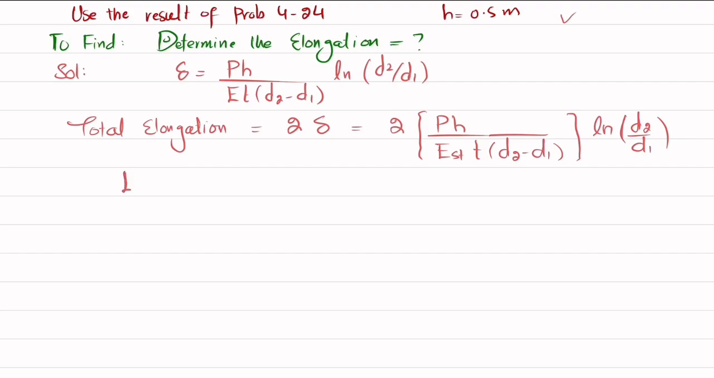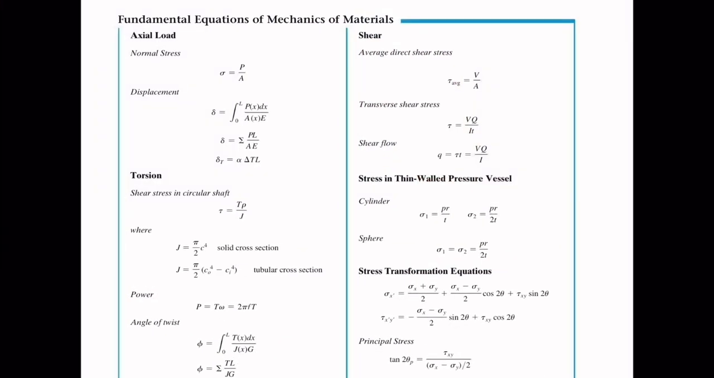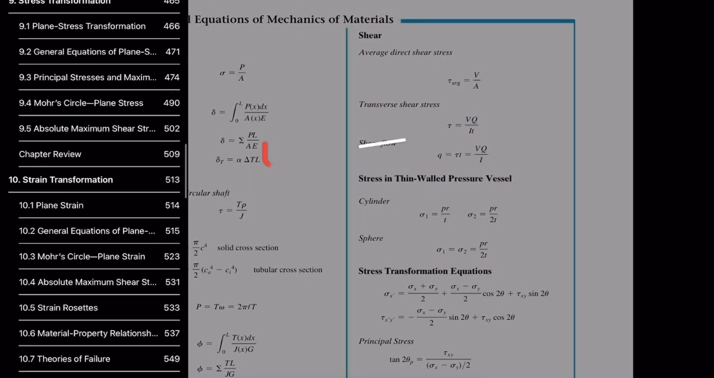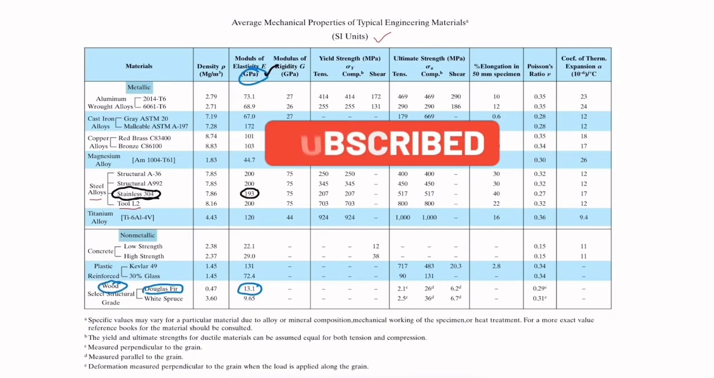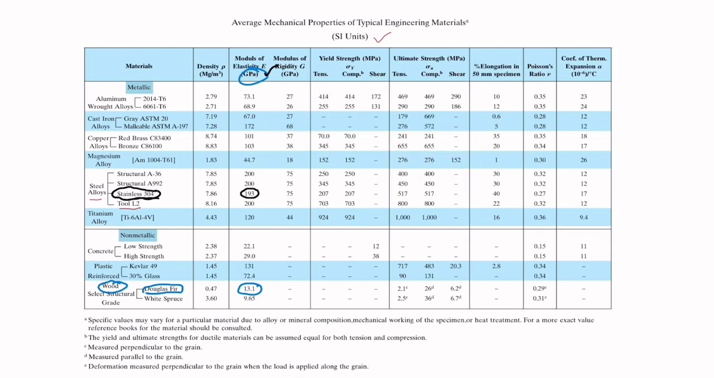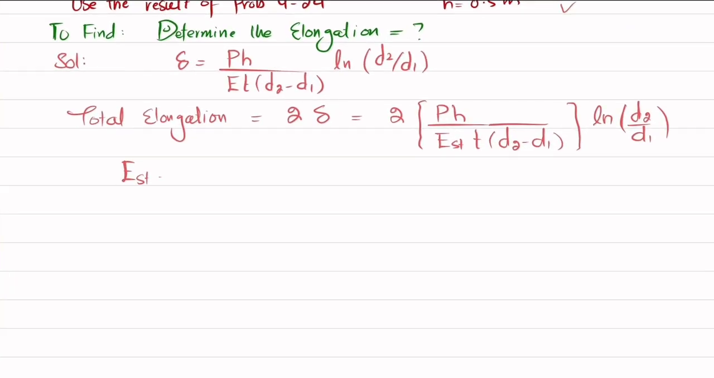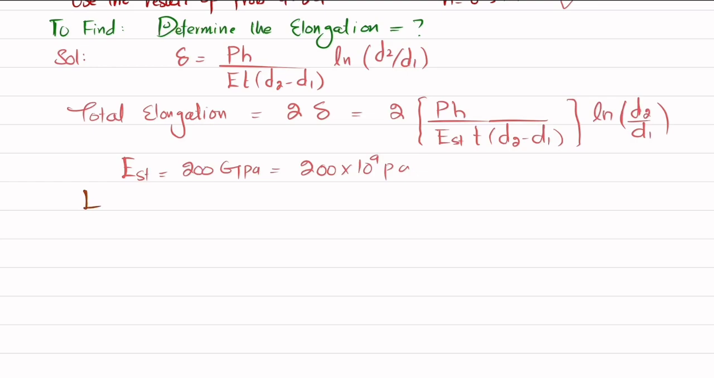So E for steel can be obtained from the book, and we'll move toward the book. If you go at the end of the book to the properties table below, so you can see second last one is average mechanical property. So if you click at that, you can see that this is A36 steel. So its E is 200 gigapascal. So note down this value is equal to 200 gigapascal, and that will be equal to 200 into 10 raised to the power 9 pascal. Now you have all the values. You can just put it. So you will get elongation.